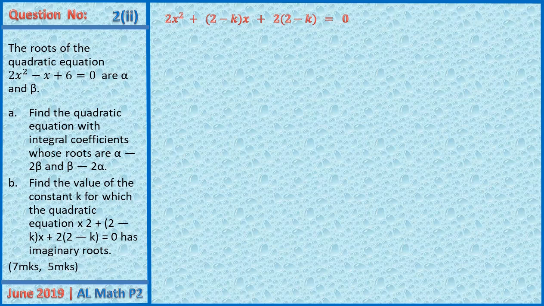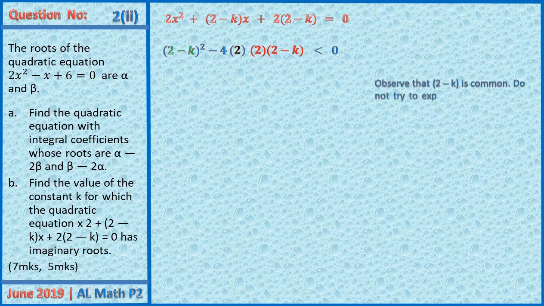Our b here is 2 minus k. So (2 minus k) all squared minus 4 times a, which is 2, times c, which is 2 into (2 minus k), should be strictly less than 0. So observe that 2 minus k is common. Do not try to expand and factorize.